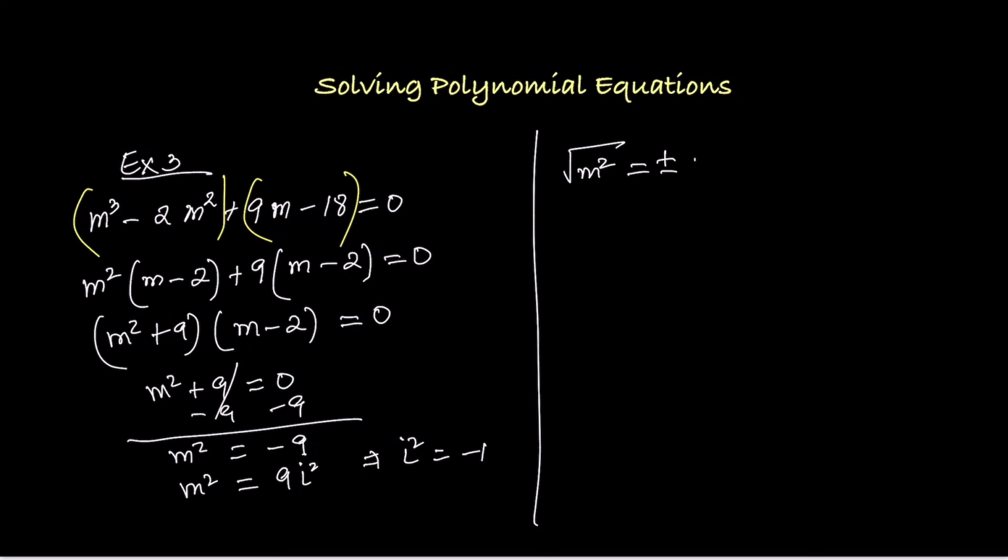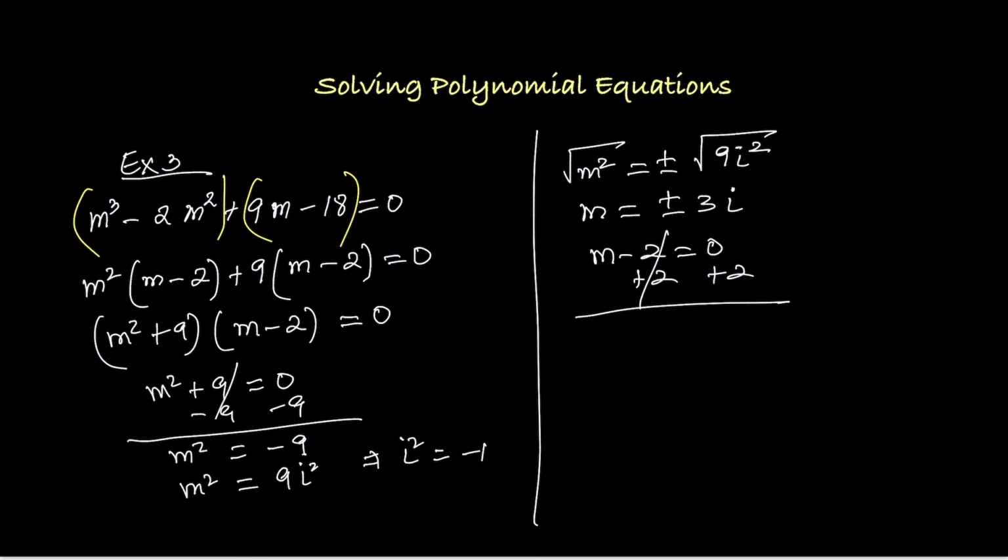Now we have m squared equals 9i squared. Take the square root of both sides. M equals plus or minus 3i. Now set m minus 2 equal to 0. Add 2 to both sides. M equals 2. The final solutions are m equals 2, 3i, and negative 3i.